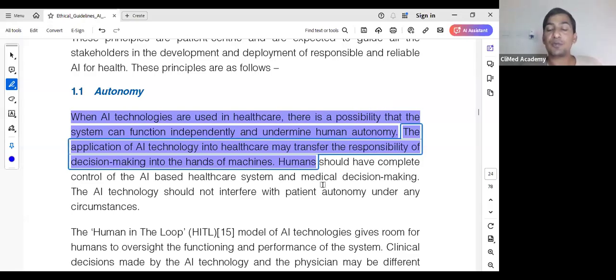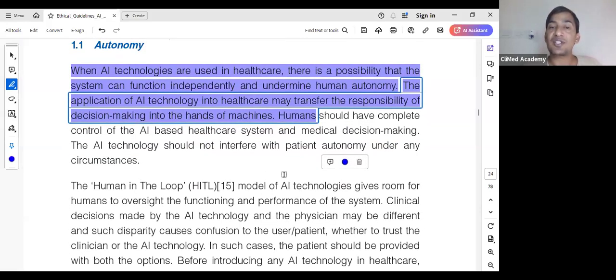So autonomy, I was talking about autonomy. Autonomy means machines don't know who is the boss, who has created them. They don't know about the responsibilities, the limitations and restrictions. Once you give 100% decision-making powers to the machines, they can override the human decisions.